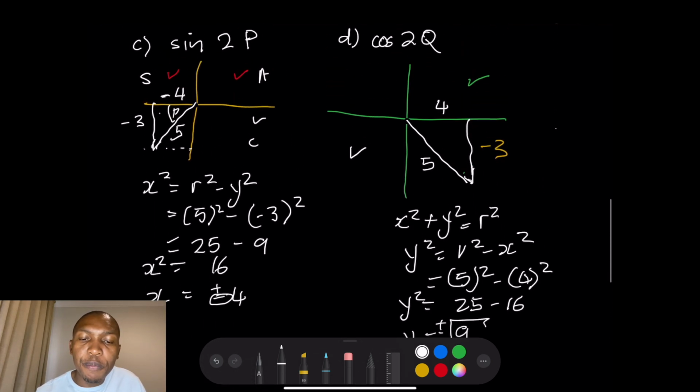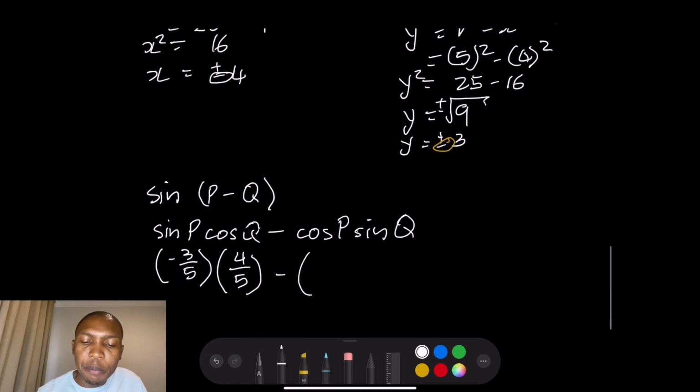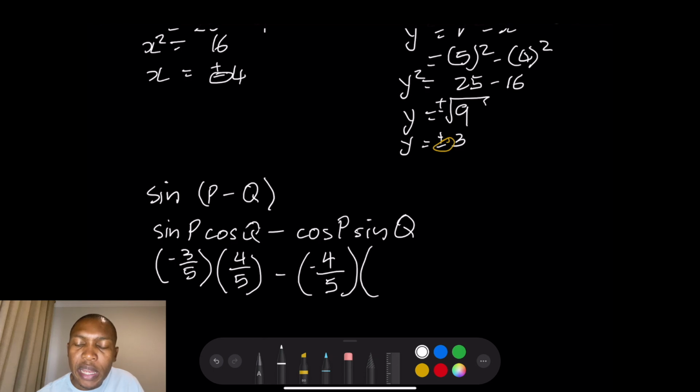So cos of P, going into our first triangle, cos is x over r. Our x value is minus 4 and our r value is 5. So that's multiplied by minus 4 over 5. Please remember to take the sign as well.